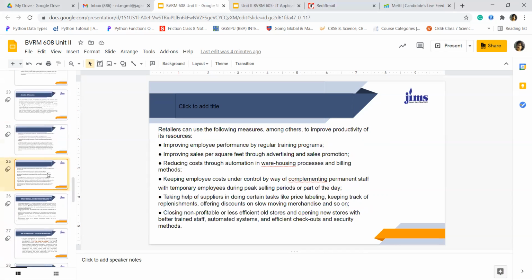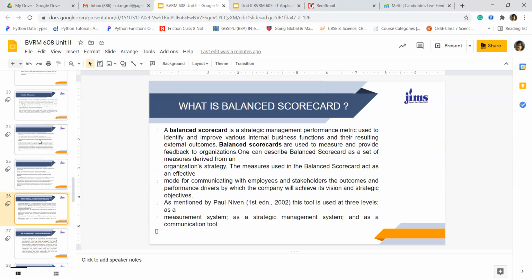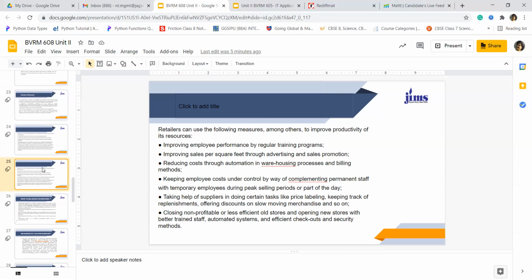Moving on to the next slide. Retailers can use the following measures. Yes, here we complete the employee retention and motivation part in the retail stores, as well as financial dimension of the retail store.